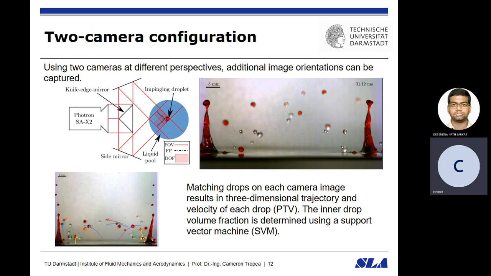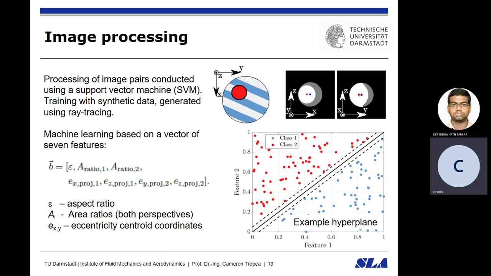Now we go to machine learning, and we use a support vector machine, which basically says, okay, we can take an image, or now we have two images, and we can take some features from the image. One feature would be the area ratio. That's obvious: what's red and what's the total. One feature could be where it is, the eccentricity of the red within the round droplet. Or another feature is the aspect ratio. So we use up to seven features.